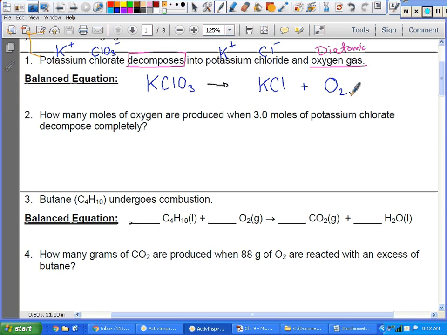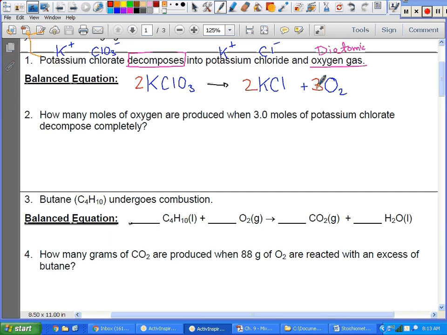Okay, now my question is, is it balanced? No. Take 30 seconds. Balance. This is an easy balancer. Think about the 2-3-6 rule. Did you get 2-2-3? Good. Real easy, right? Not too terribly difficult to do that one.